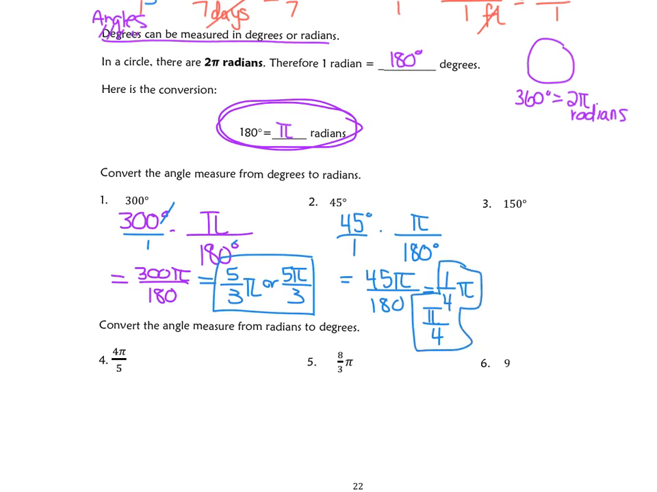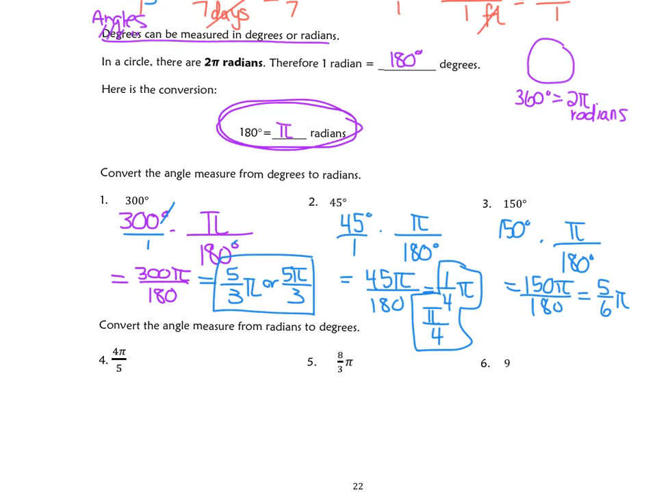All right, last one, 150 degrees times, if I want degrees gone, I put 180 degrees on the bottom, I put pi on top. At this point I don't have to use a calculator, but I would get 150 over 180. Now use a calculator. Do 150 divided by 180. When you press enter, you get 0.83333333. Math bracket, you get 5 over 6 pi.